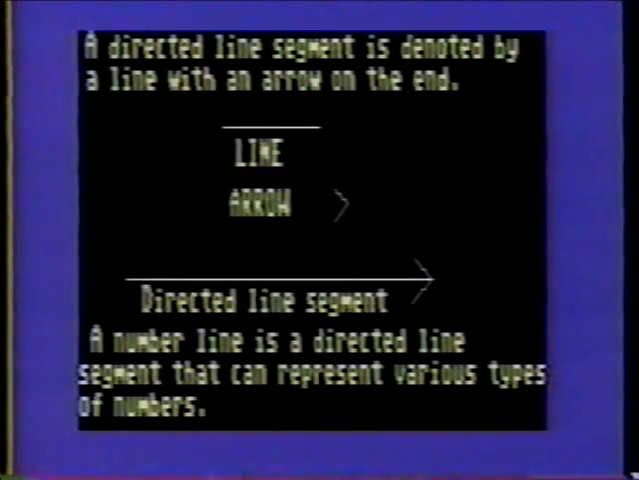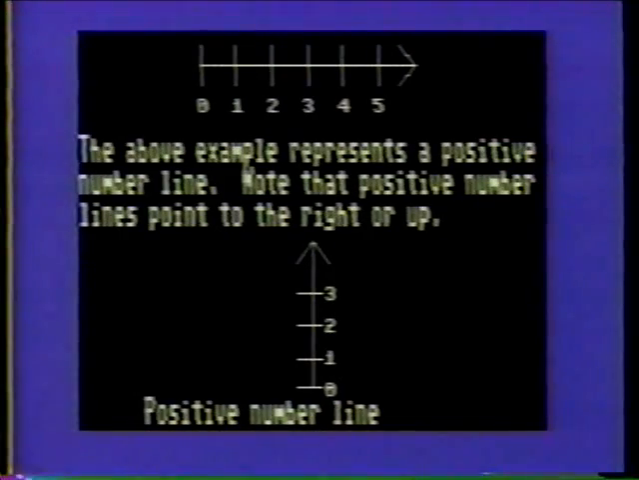A number line is a directed line segment that can represent various types of numbers. Remember that if the numbers are removed from a number line, it is only a directed line segment. The above example represents a positive number line. Note that positive number lines point to the right or up.